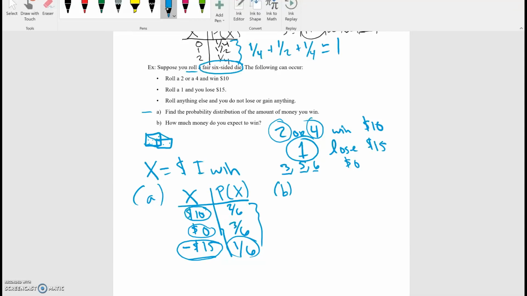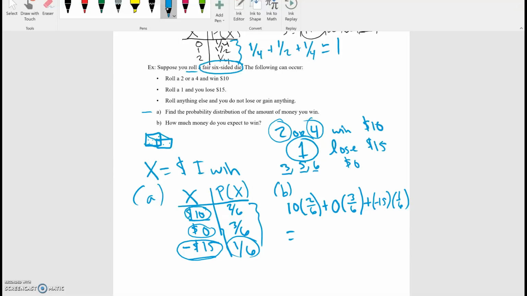Because I'm not always going to get $0 and I'm not always going to get negative $15, right? So we have to incorporate the probability somehow. So what I propose is taking, well, I can win $10 2 out of 6 times, or I can win $0 3 out of 6 times, or I can win negative $15 1 out of 6 times. Notice that the or was just an addition, right?